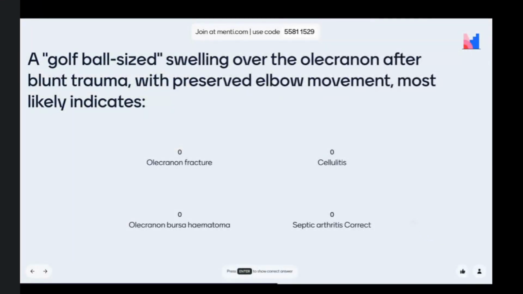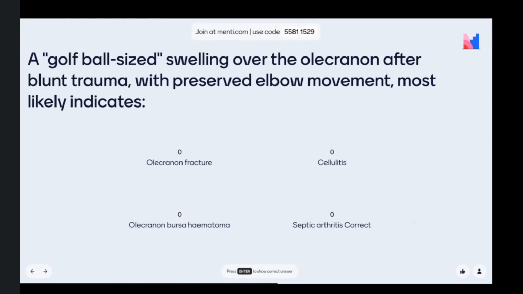Now to the next question. A golf ball-sized swelling over the olecranon after blunt trauma with preserved elbow movements most likely indicates olecranon fracture, cellulitis, olecranon bursa hematoma, or septic arthritis. The word "correct" is mistakenly placed there. Okay, so try to think of what the right answer is.